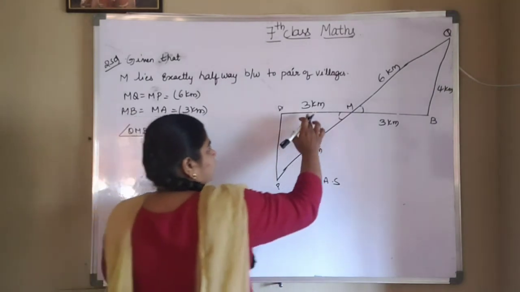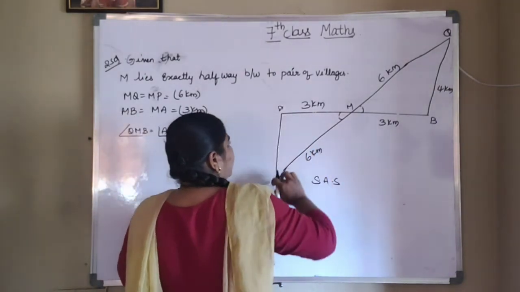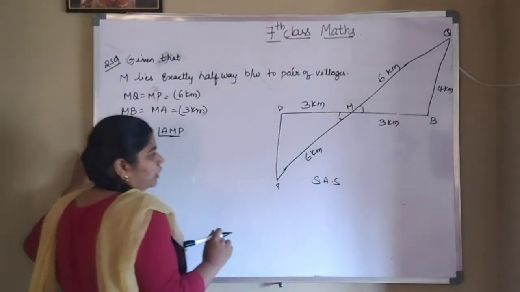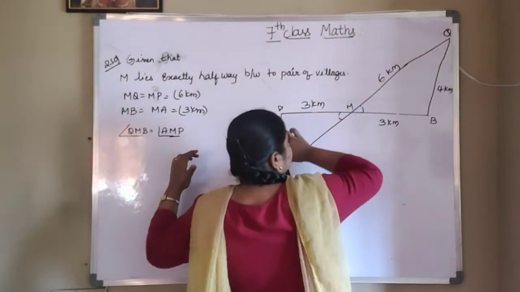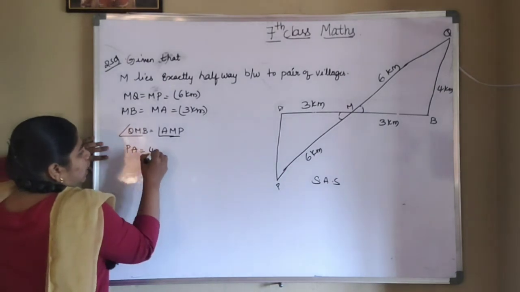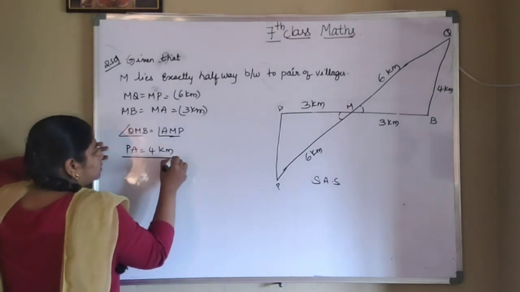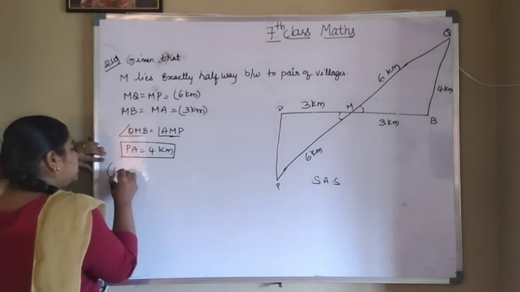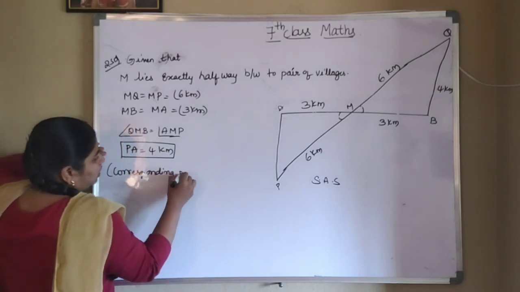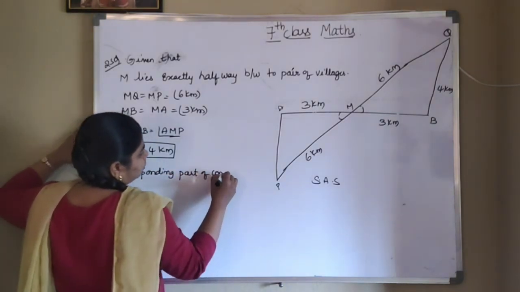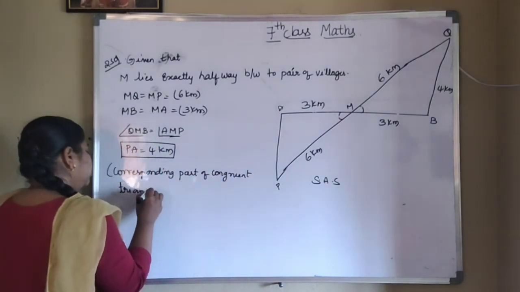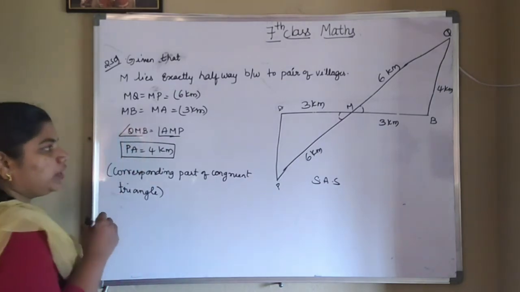So if it is 3 and 6, automatically this PA value will be equal to 4 kilometers because they are corresponding parts of the congruent triangles. So these are the corresponding parts of the congruent triangles. So you can write here PA is equal to how much? 4 kilometers. Why? Because corresponding parts of congruent triangles. So this PA is a corresponding part of the congruent triangle.